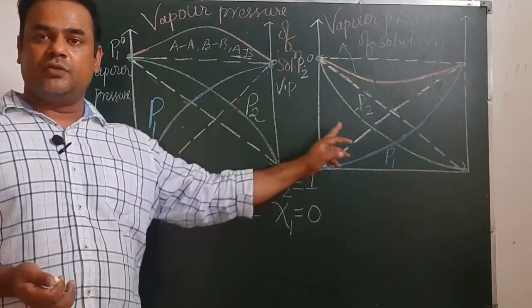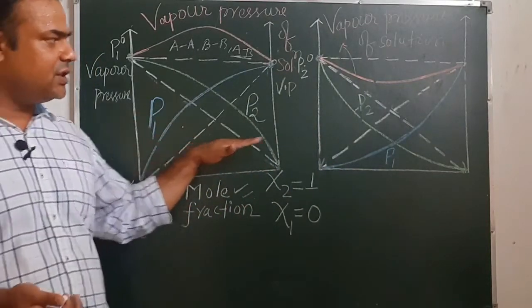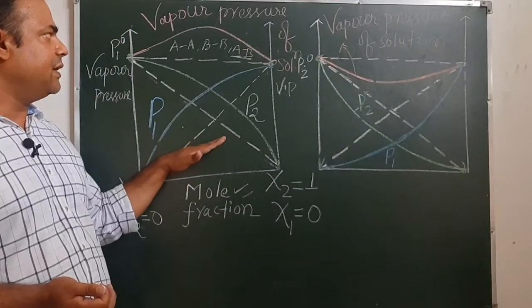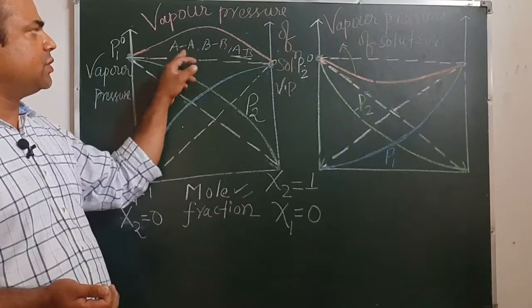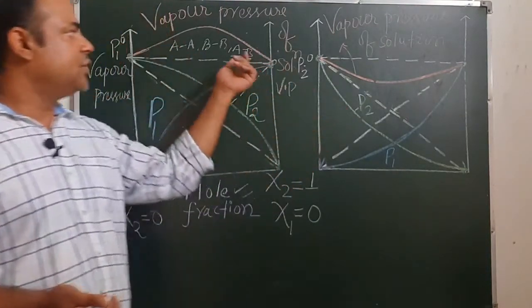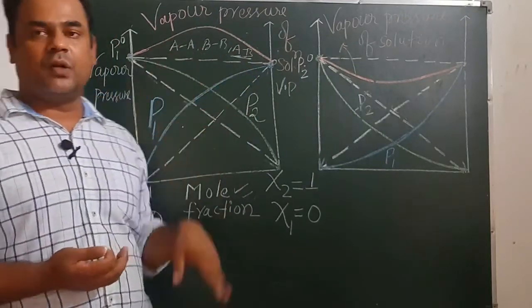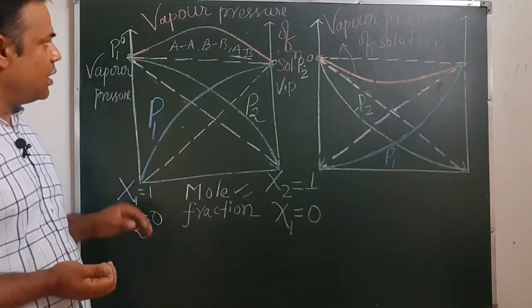In non-ideal solution there will be two types of solution. One showing positive deviation, another one showing negative deviation. In case of positive deviation, the solute-solvent interaction will be weaker as compared to solute-solute and solvent-solvent interaction. In case of negative deviation, the solute-solvent interaction will be stronger as compared to solute-solute and solvent-solvent interaction. So these two graphs are very important.